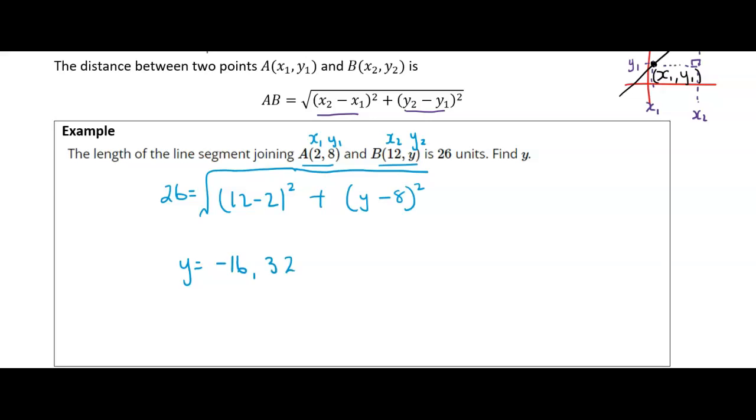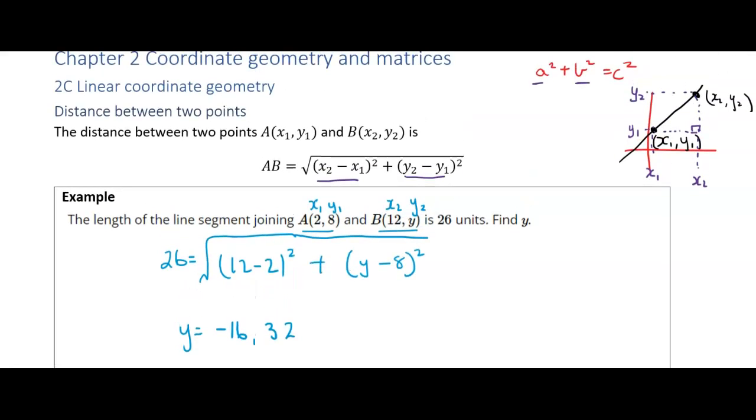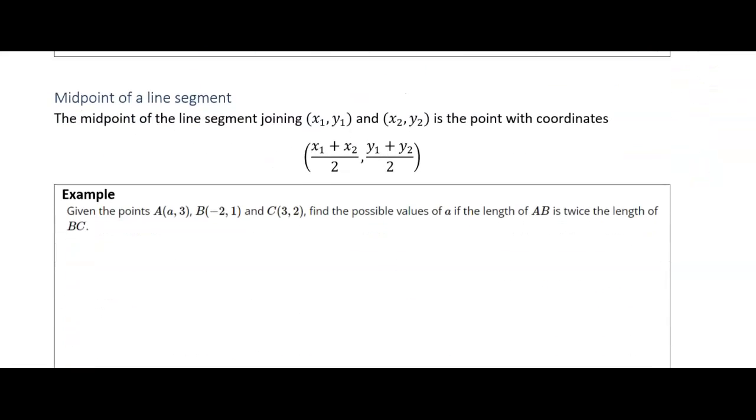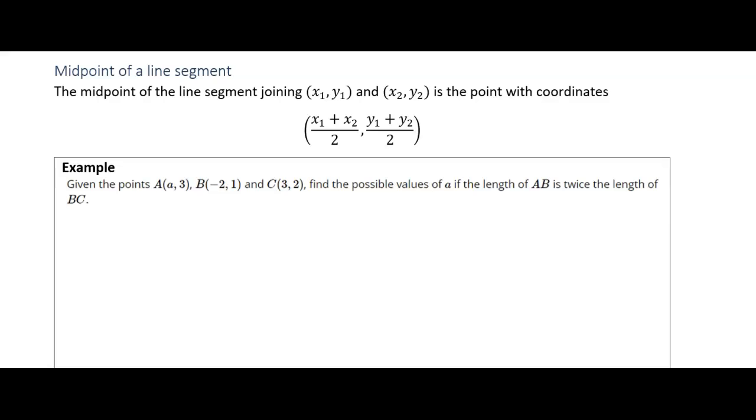If I think about this diagram up the top that I drew at the beginning, your point could be on the right side of this point, or it could be on this side. It's probably not as accurate because I haven't drawn the points, but we're looking at a distance of 26, so you could be either side of that A. All right, moving on to the midpoint formula.